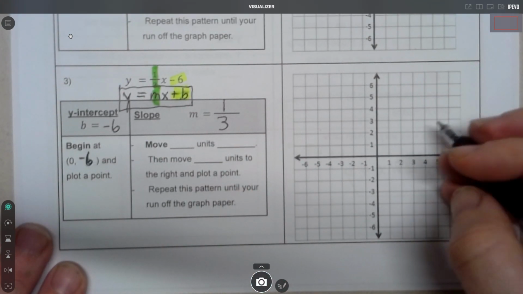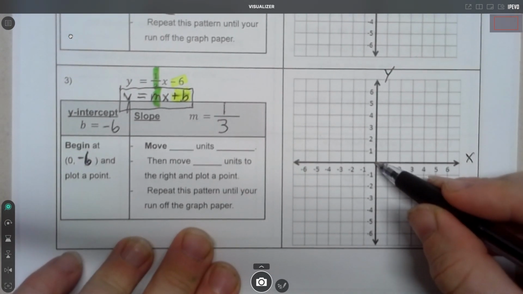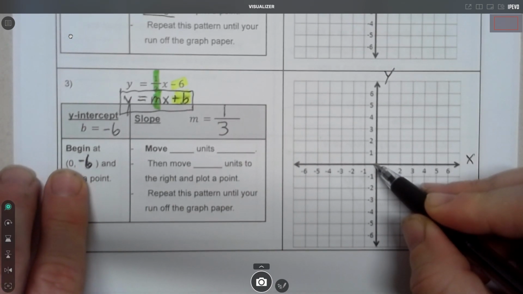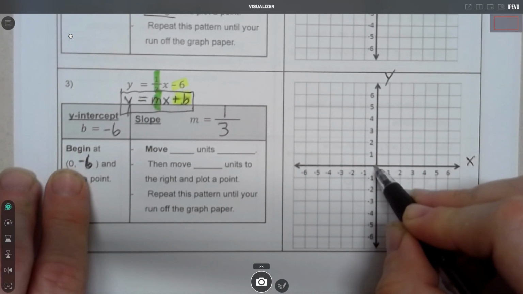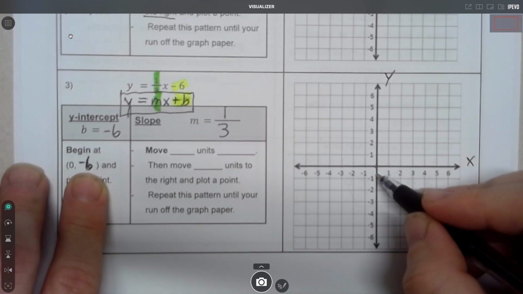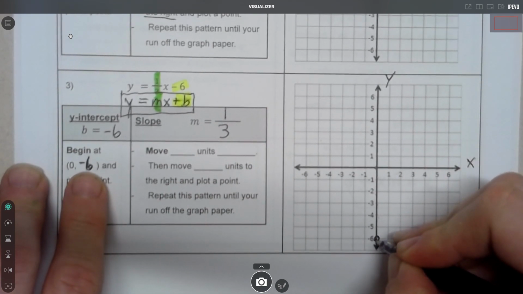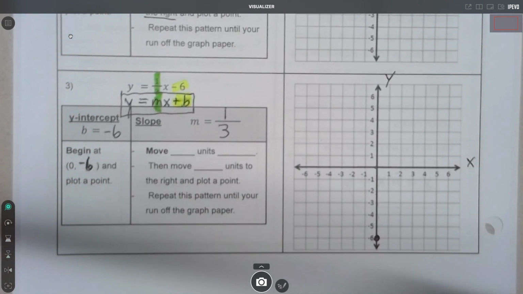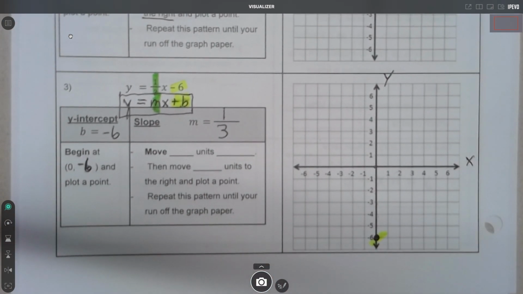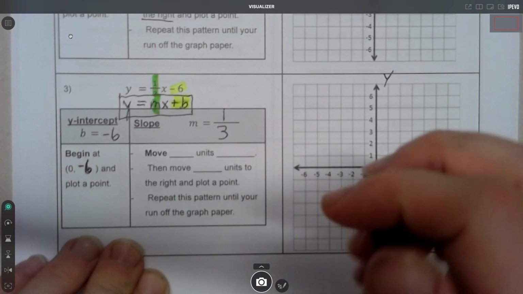So first I'm going to label my x and y axis on the graph. I'm going to go to the origin. I'm going to move 0 units left or right, so I stay put. And I'm going to move 6 units in the negative direction down. 1, 2, 3, 4, 5, 6. This is my y-intercept. That's the beginning of my graph of my line. Highlight that. And now I'm going to write out my instructions.